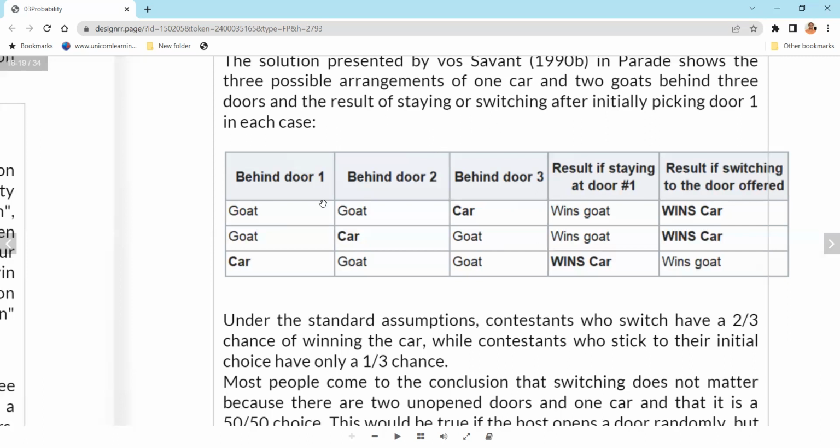Means if you select a door and the goat door is opened, they'll ask you whether you want to stick to your choice or switch to door 3. Did you get it? So the question is, what will increase your chance of winning? Should you switch the door or should you stick to the same door?